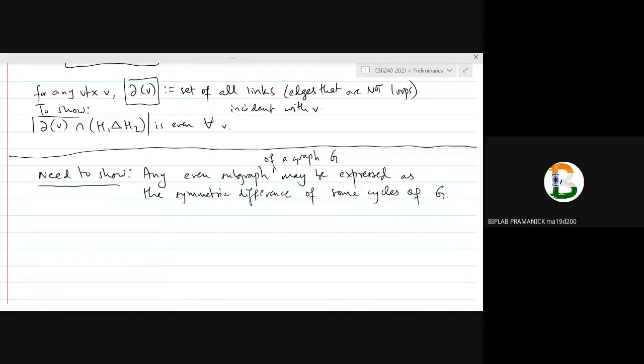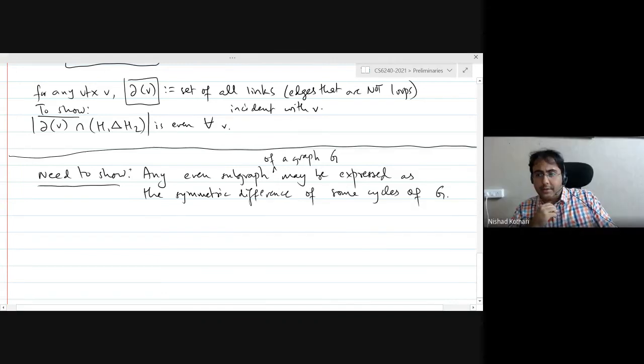Sir, rather than it is a linear combination. Right, but it doesn't matter because since we are only interested in 0 and 1, either you take the element or you don't take the element, right? So linear combinations are going to end up just being a symmetric difference of a bunch of cycles.